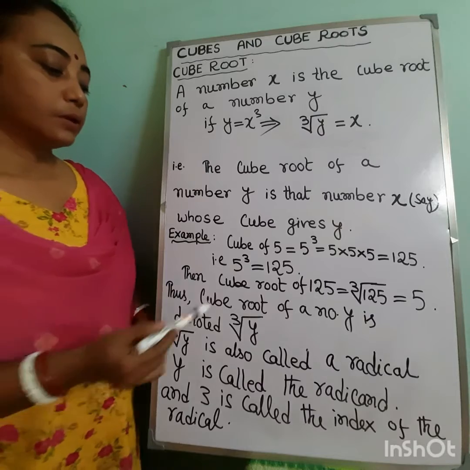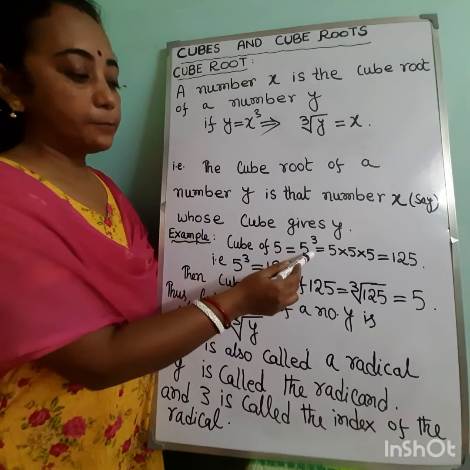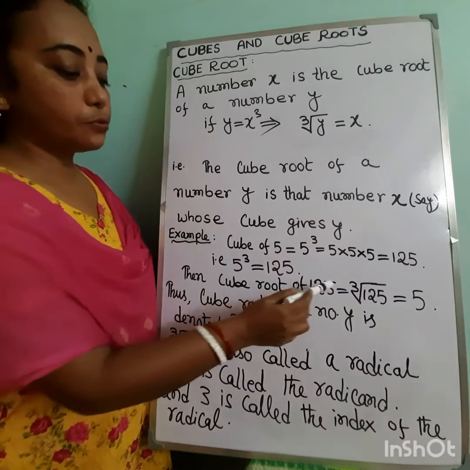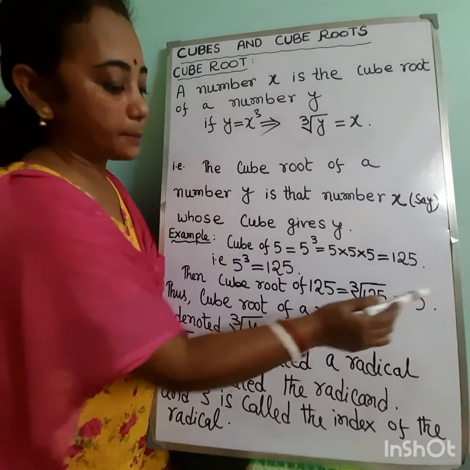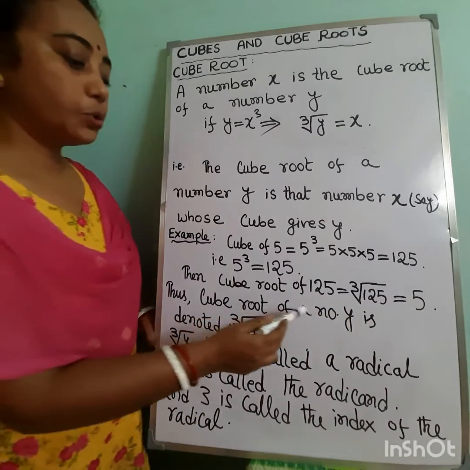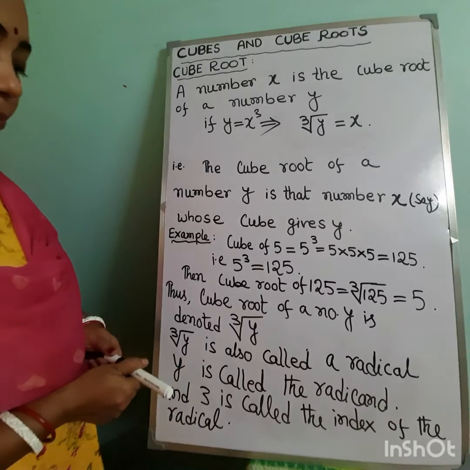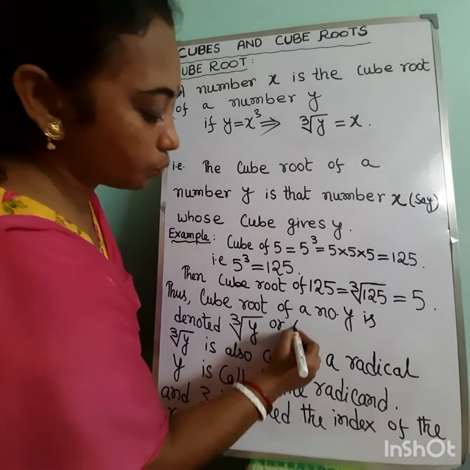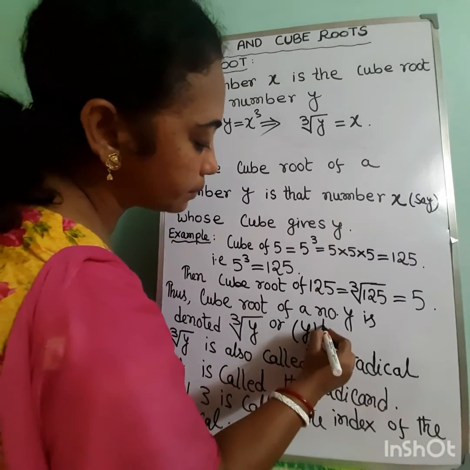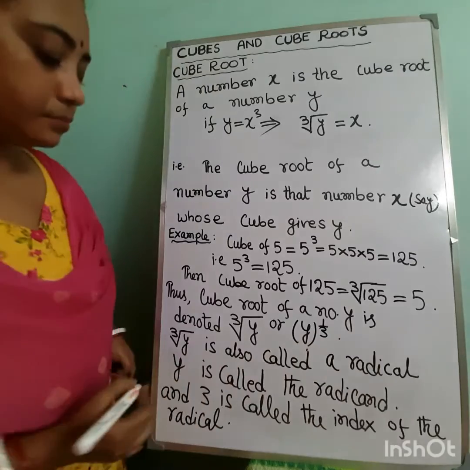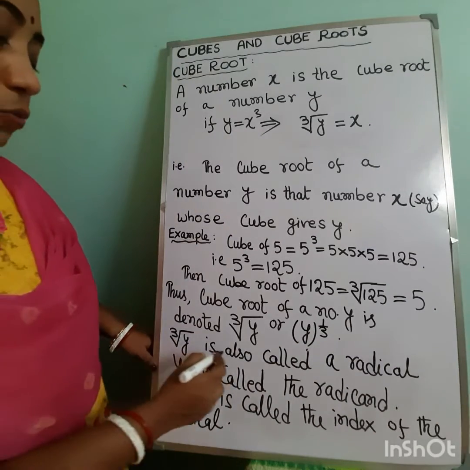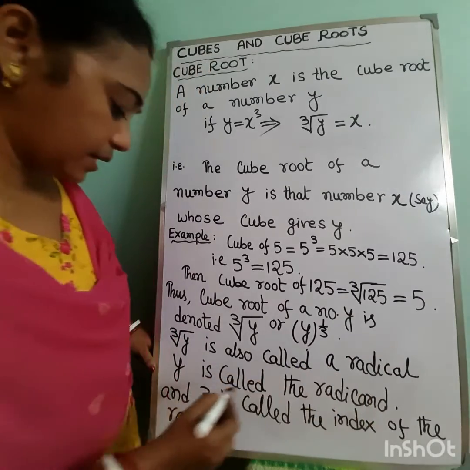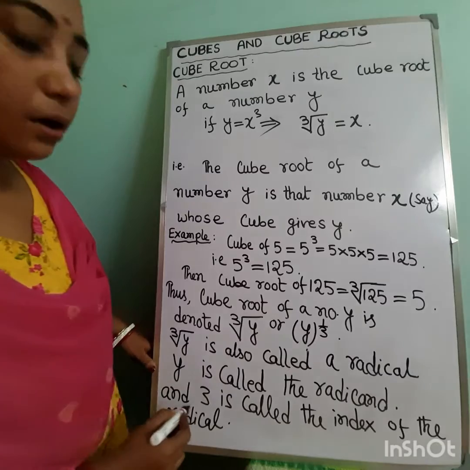For example, the cube of 5, that is 5 cube, is equal to 125. Then the cube root of 125 is equal to 5. Thus, the cube root of a number y is denoted by the symbol cube root of y, or we can also denote it by y to the power 1 by 3. The cube root of y is also called a radical, y is called the radicand, and 3 is called the index of the radical.